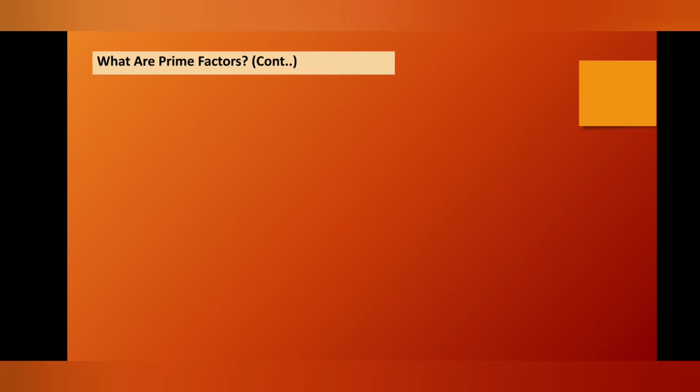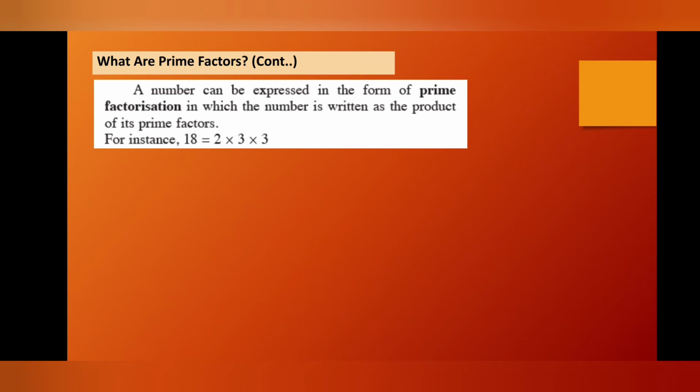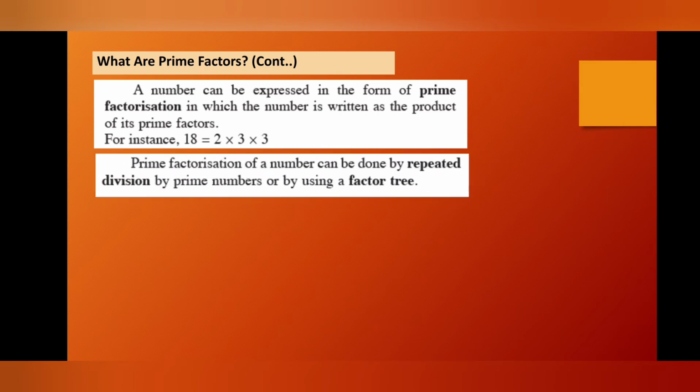What are prime factors? A number can be expressed in the form of prime factorization, in which the number is written as the product of its prime factors. For instance, 18 equals 2 times 3 times 3. Prime factorization of a number can be done by repeated division by prime numbers or by using a factor tree.